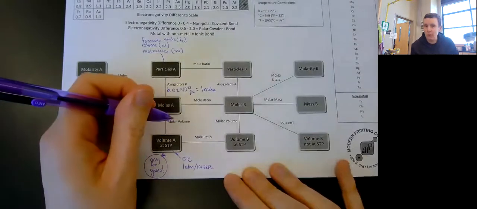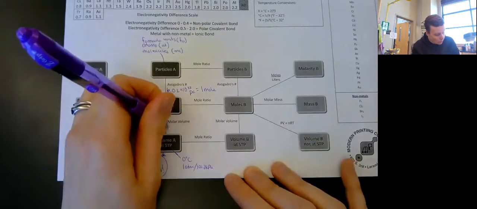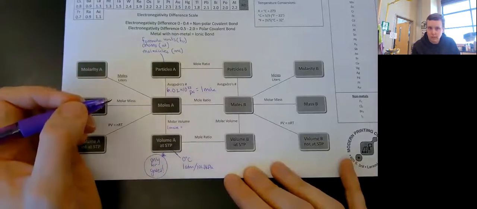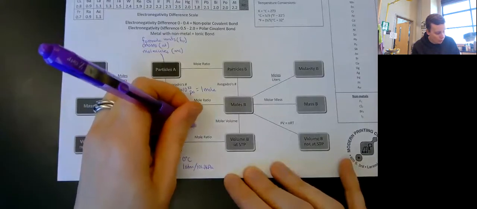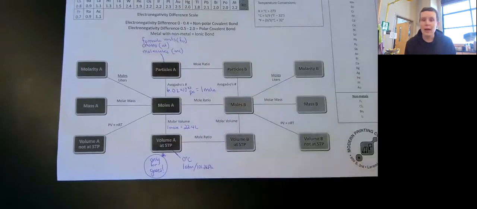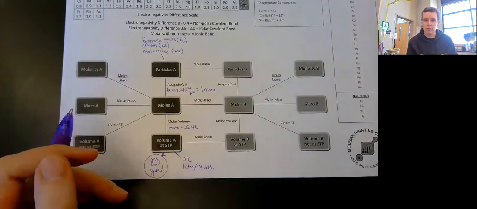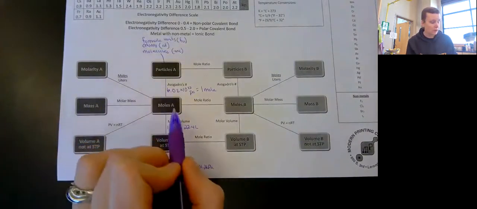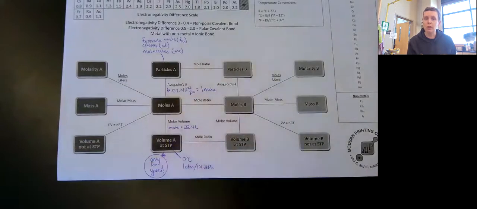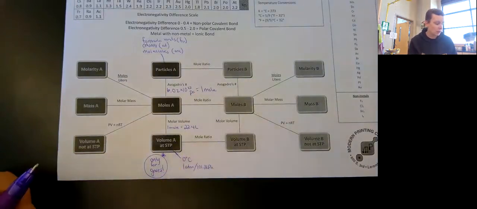But here's what molar volume is. It's 1 mole equals 22.4 liters. It does not matter what kind of gas you have, whether it's helium, carbon dioxide, oxygen, carbon monoxide. Any gas at STP, so sea level, 0 degrees Celsius, will have a volume of 22.4 liters per mole, period, end of sentence. All gases have that volume for 1 mole at STP. So that is what we will use there.